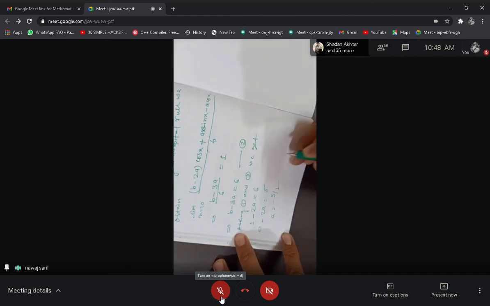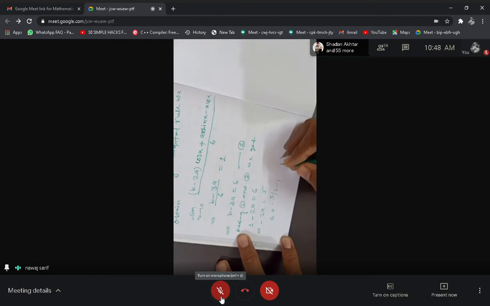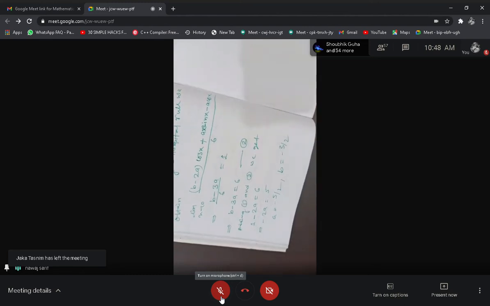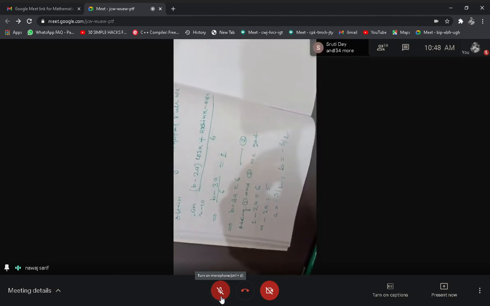And then what is b? Minus 3 by 2. So for a equal to minus 5 by 2 and b equal to minus 3 by 2, limit of this function is equal to 1.